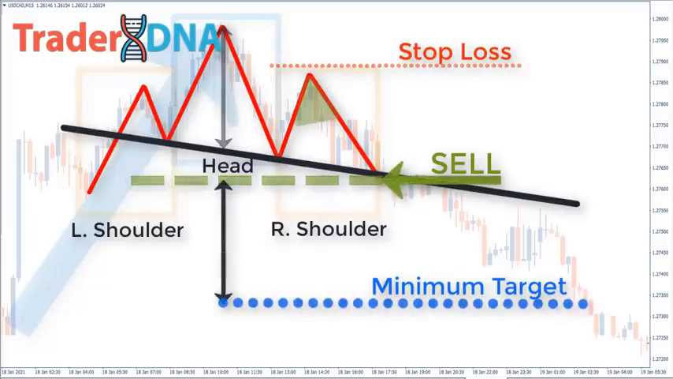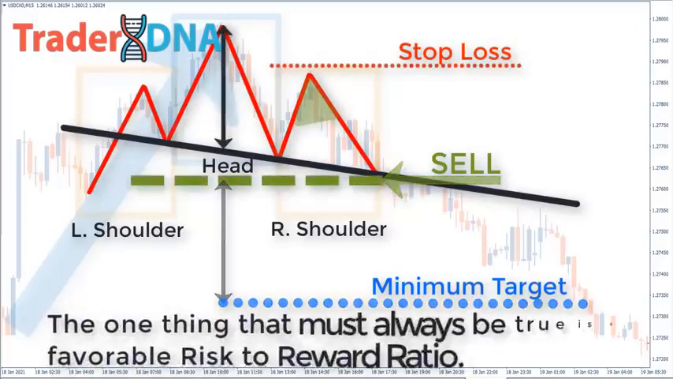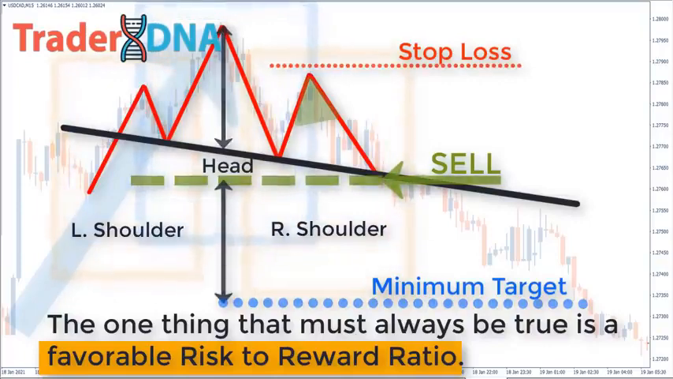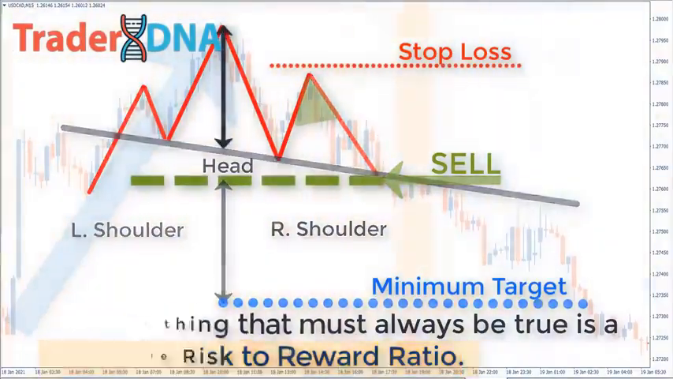This is why, in order to improve that ratio, most experienced traders place their protective stops more often above the right shoulder's peak, given that they use the head-to-neckline profit target. However, the one thing that must always be true is a favorable risk-to-reward ratio. So always be sure to do the math before taking the trade. Here are other examples of head and shoulders strategy.